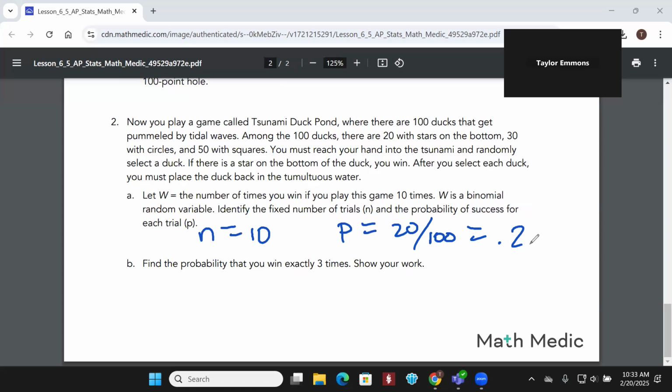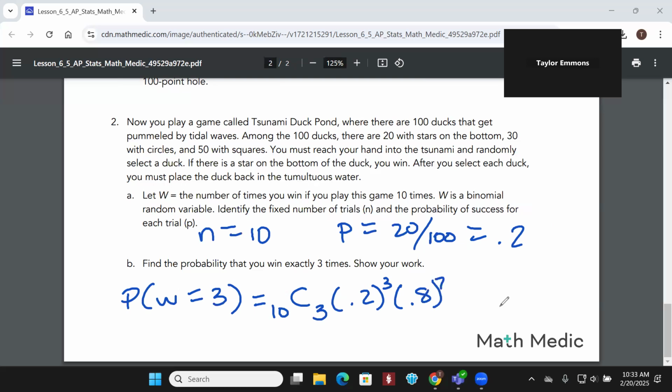Okay. Find the probability that you win exactly 3 times. The probability of W equals 3 is equal to 10 choose 3 times 0.2 raised to the 3rd power times 0.8 raised to the 7th power. This is probably where you stopped, right? Okay. Is that a 2 or a 7? That's 2. This is a 7. This is 0.2.